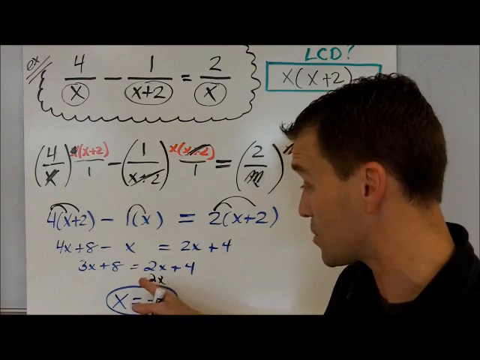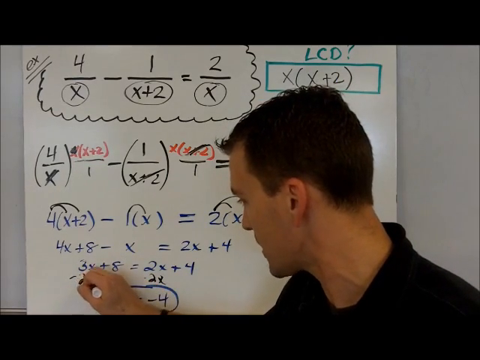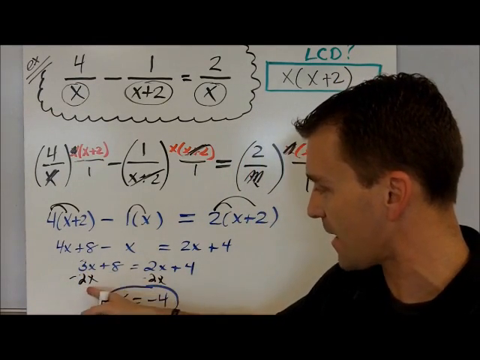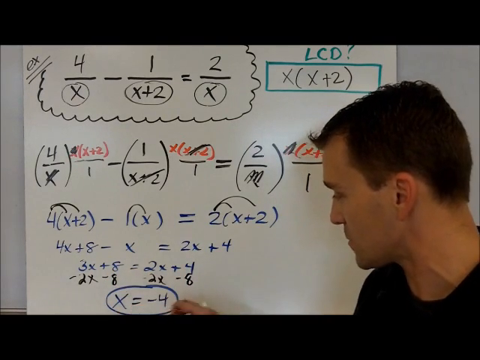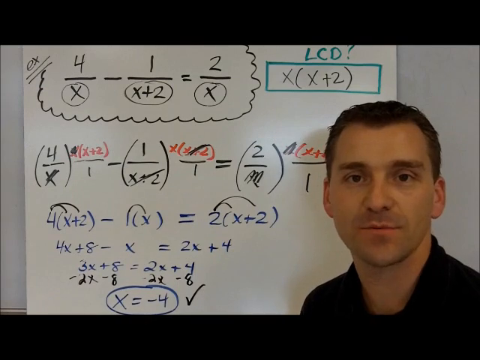So negative 2, I would subtract the 2x, subtract the 2x. So that means here I'm left with an x. I would subtract an 8 to put that over on this side. So when I do that, I get x equals negative 4. Bing! So there is my solution.